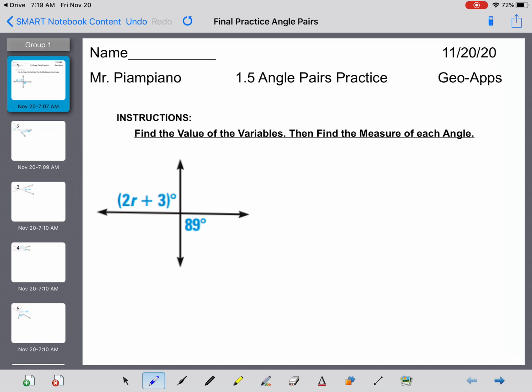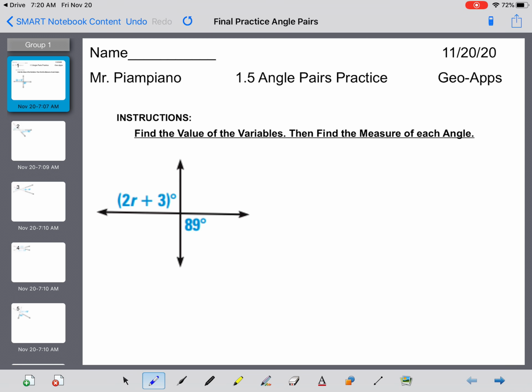All right, everybody, this is 1.5, your final angle pairs practice. Next lesson, we're going to have a quiz review, followed up by a quiz on section 1.5. All of the information from 1.5, so go back, use my website to review, and certainly the quiz review next lesson will be your key to passing the quiz.